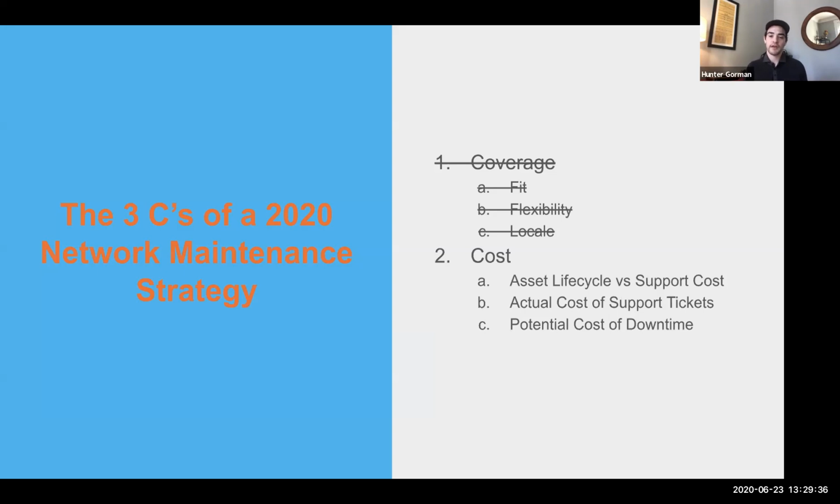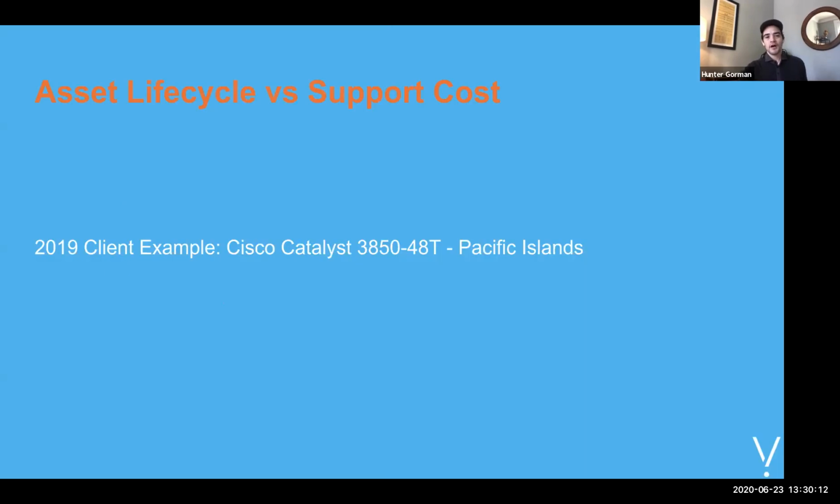The first thing that we're going to look at is the asset lifecycle versus the support cost of that asset. The second, we're going to look at the actual cost of support tickets. This is something our very own Gannon Boyd on our team here at PivIT presented for PTC and PETA back in January in Honolulu. So mucho thanks to Gannon for this portion. And then also we're going to look at the potential cost of downtime, something we've all heard a million different spiels on, I'm sure. We'll very briefly cover it today, just to make sure we get a holistic picture.